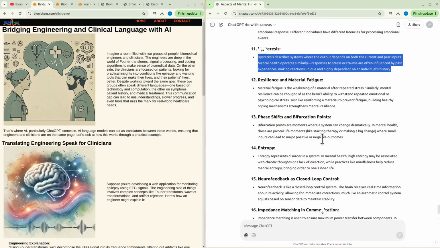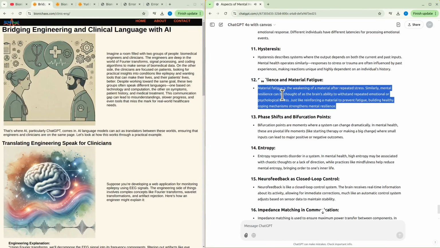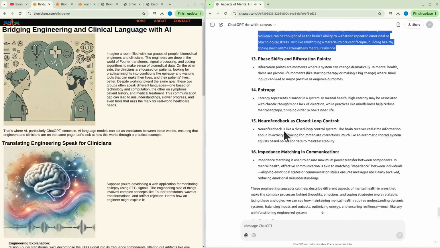12. Resilience and material fatigue. Material fatigue is the weakening of a material after repeated stress. Similarly, mental resilience can be thought of as the brain's ability to withstand repeated emotional or psychological stress. Just like reinforcing a material to prevent fatigue, building healthy coping mechanisms strengthens mental resilience.